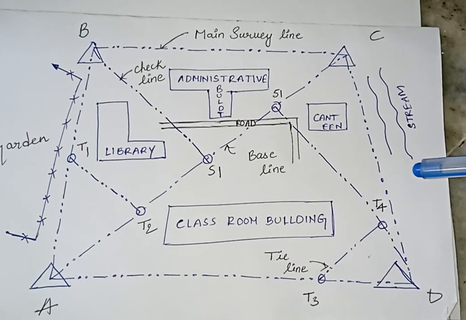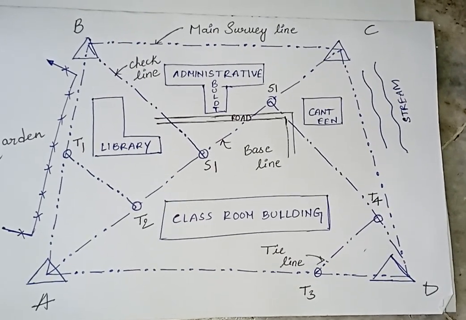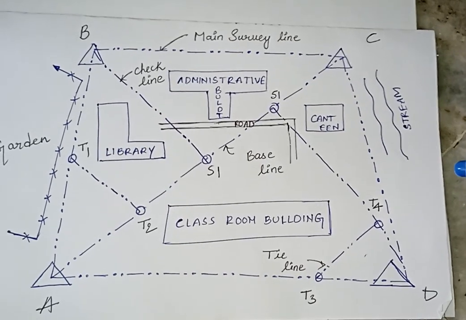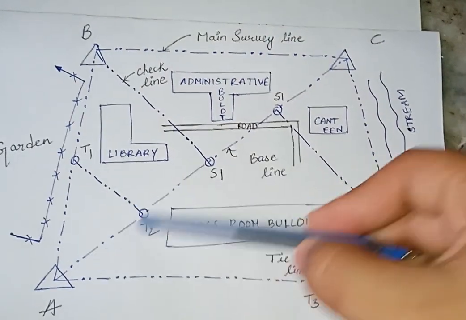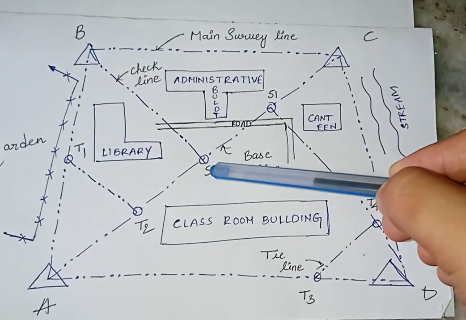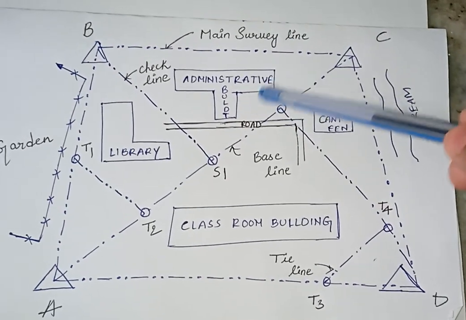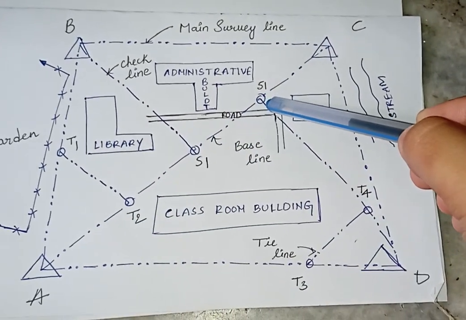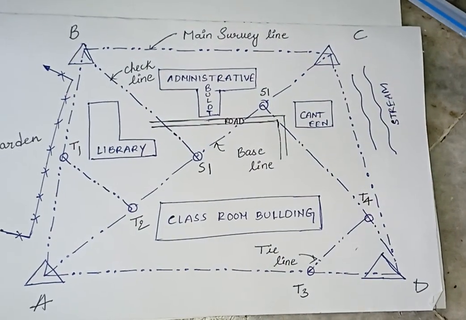Next, what are subsidiary stations? The stations located on the main survey lines or any other survey line are known as subsidiary stations. So what is meant by subsidiary station? The stations which are located on the main survey line. What are the main survey lines? This is one main survey line. Subsidiary station 1. Okay. This is also a survey line. This is another subsidiary station. So these are known as the subsidiary stations.